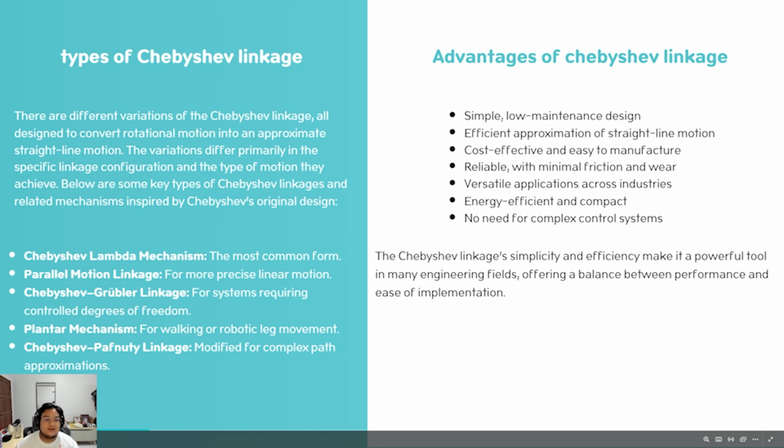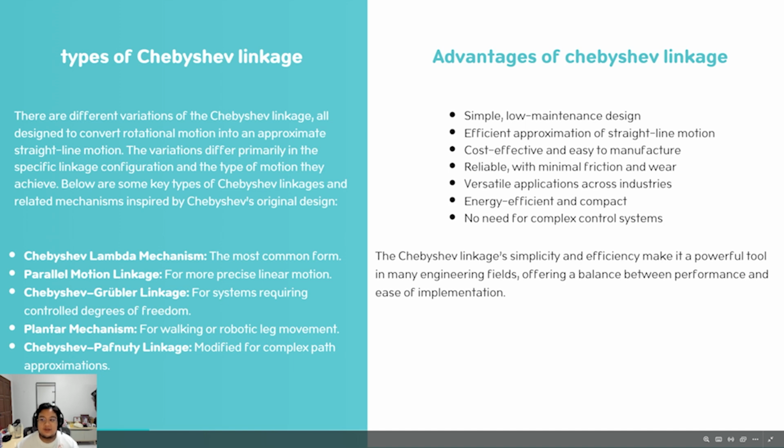1. Chebyshev lambda mechanism, the most common form. 2. Parallel motion linkage, for more precise linear motions. 3. Chebyshev-Grübler linkage, for systems requiring a controlled degree of freedom. 4. Plantigrade mechanism, for walking or robotic leg movement. 5. Chebyshev-Pafnuty linkage, modified for complex path approximations.